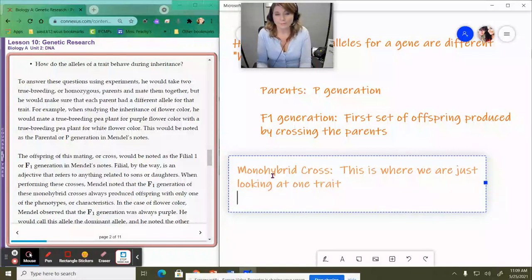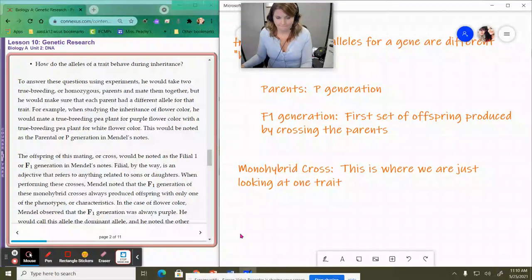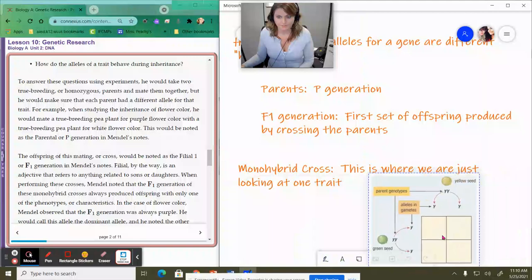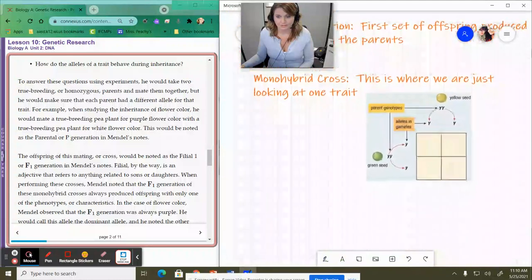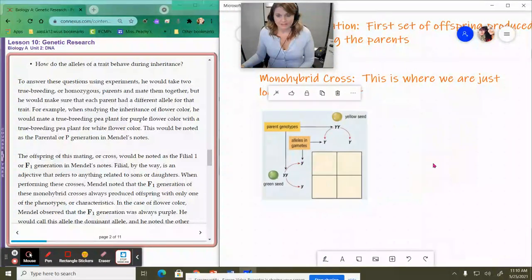Okay, and we use a Punnett square to do our monohybrid cross. So I'm going to show you a picture here. Here's our picture. This is on your note sheet as well. In this particular example, the trait we're going to be looking at is seed color. So we have our seeds, yellow and green. And in this cross, the parents are both true breeding or homozygous.